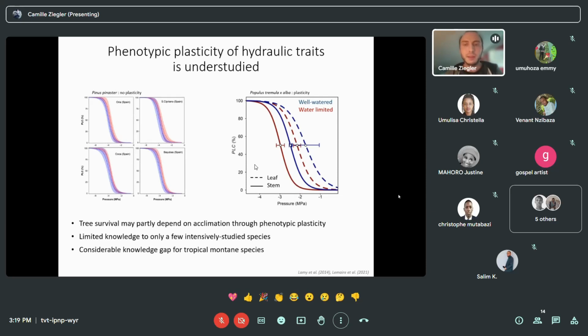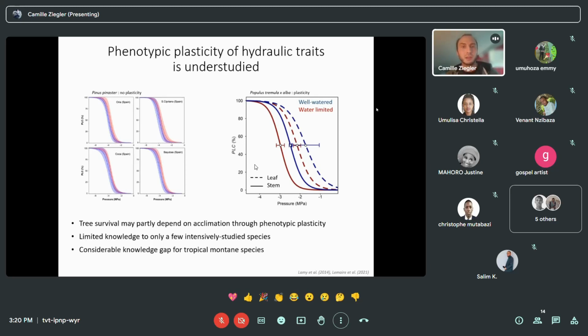However, for poplar on the right, you see that with the water limitation, the vulnerability, in red here, leaves in dashed lines and stems in solid lines, shifts. With water limitation, these trees will shift the vulnerability to embolism towards more negative water potentials. This means they become less vulnerable, so there is plasticity. So it seems that it's quite species dependent. However, there's a considerable knowledge gap for tropical species and mountain species in particular.